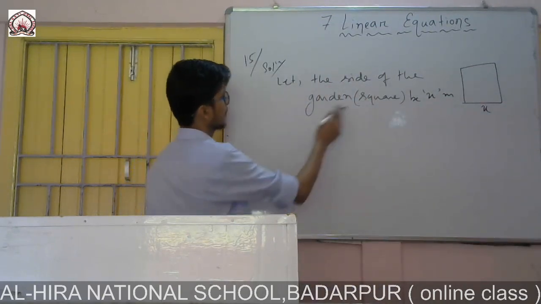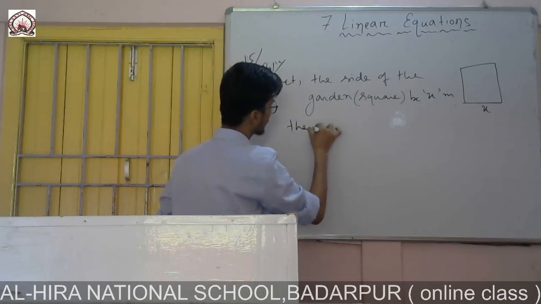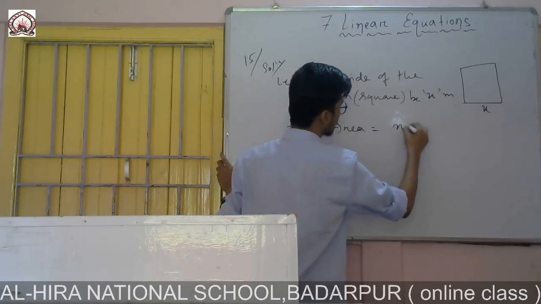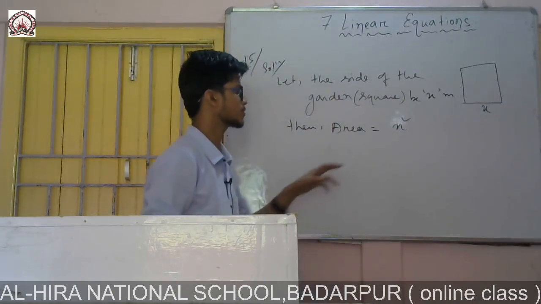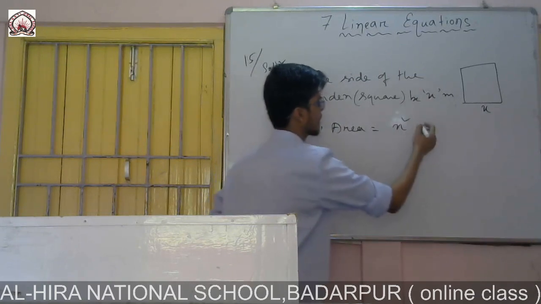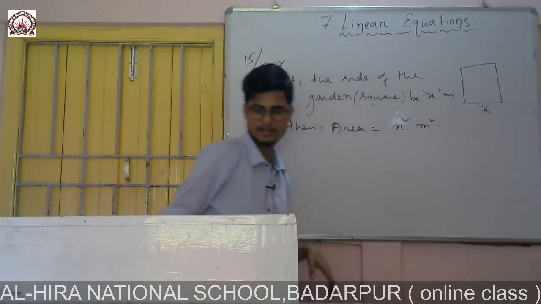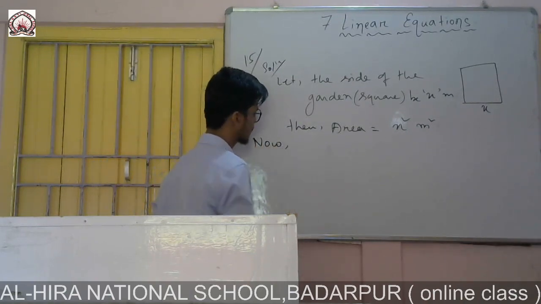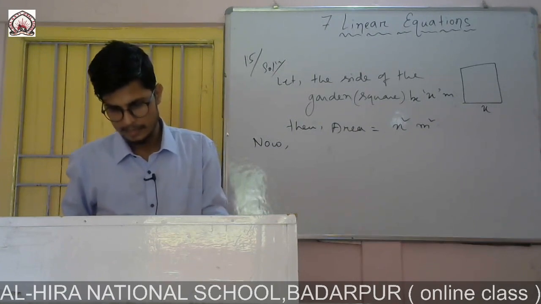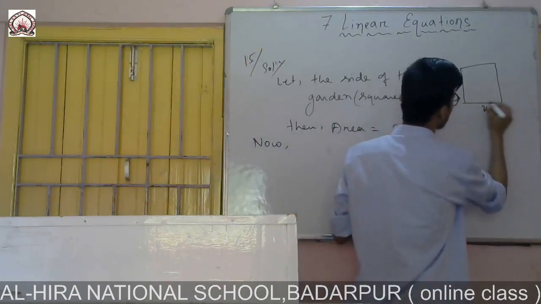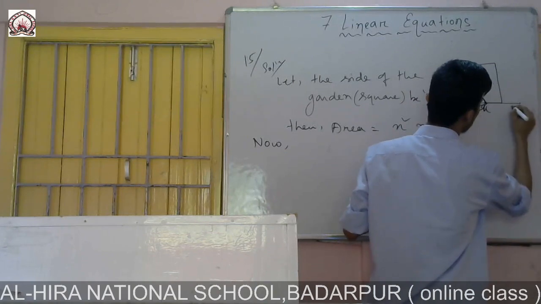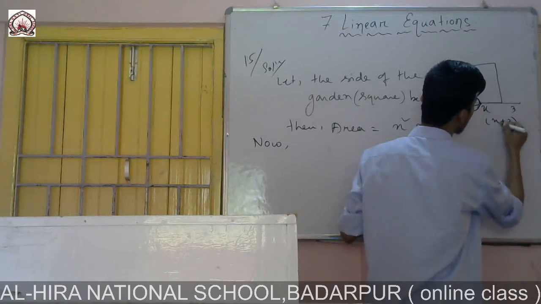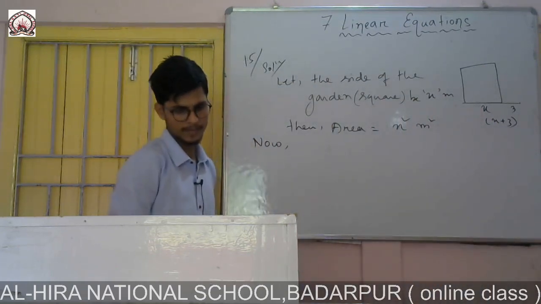Given that the side is x, the area will be x square. We know the formula of a square: area of a square is side square. So side is x, that means side square, and the unit will be meter square, x square meter square. Now write, it is given that she increases the length by 3 meter. So if I increase the length by 3 meter, the new length will be x plus 3.